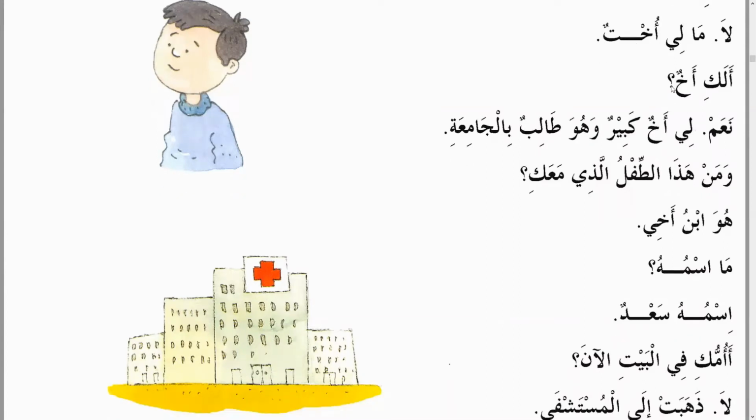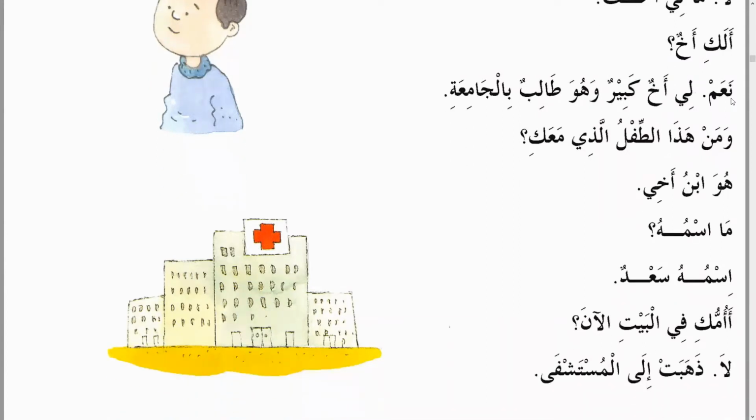Alaki akhun? Do you have a brother? Naam, li akhun kabirun. Yes, I have a big brother. Wa huwa talibun bil jamiati. And he is a student in the university.